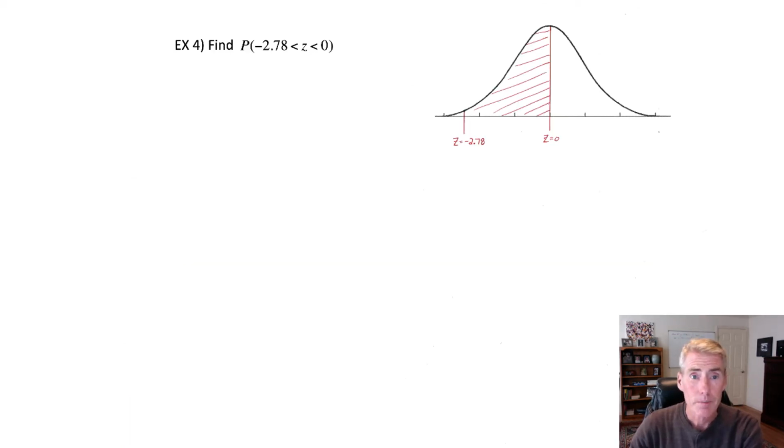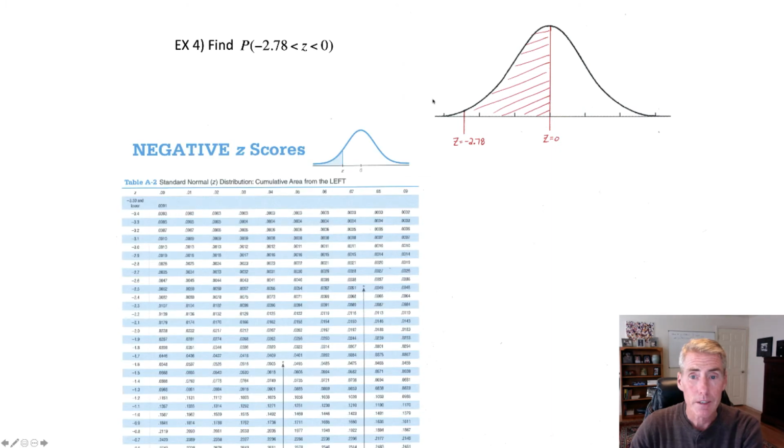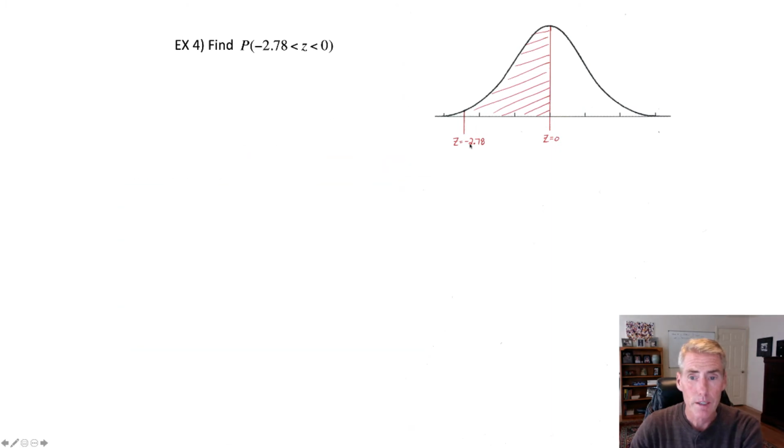Next up, find the probability that z is between negative 2.78 and 0. So it's this shaded area right here. Now, if it went from 0 all the way to the left, that would be 50% of the graph, where the answer would be 0.5. Now, this shading actually does not include this tiny little tail right here, so the answer in here should be close to 0.5. Let's see.